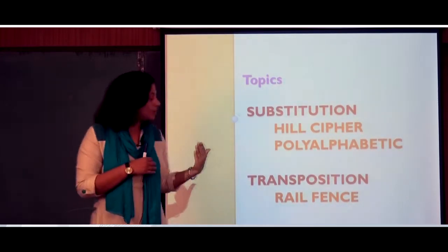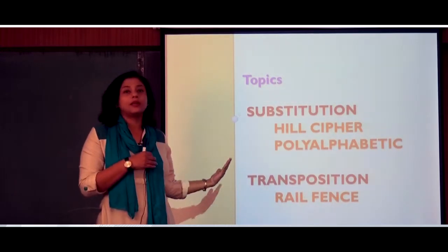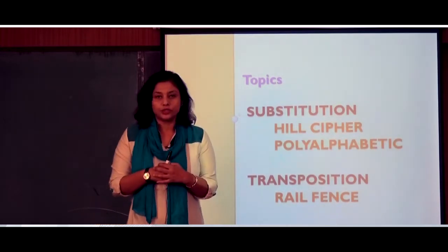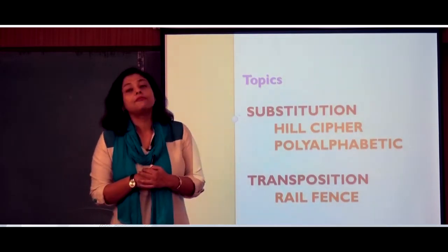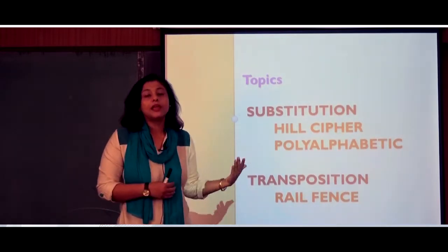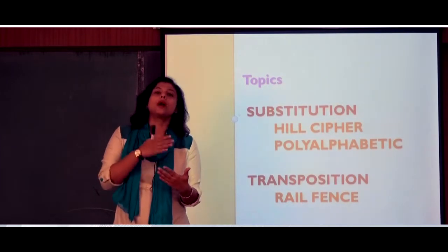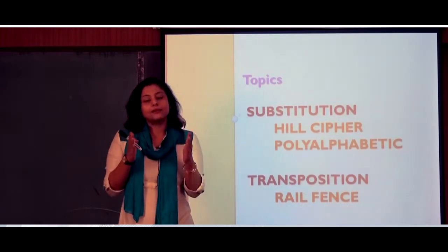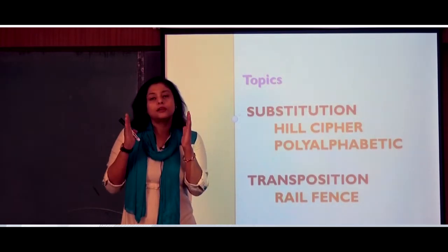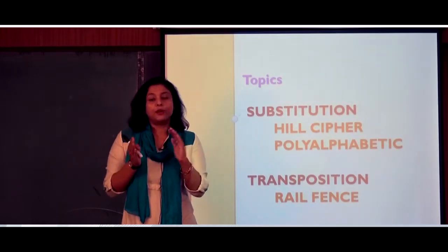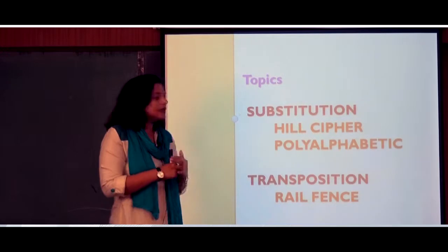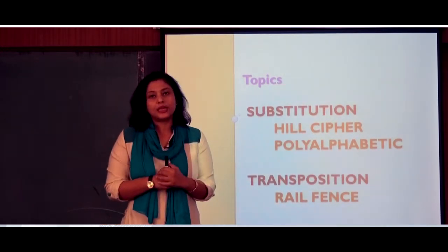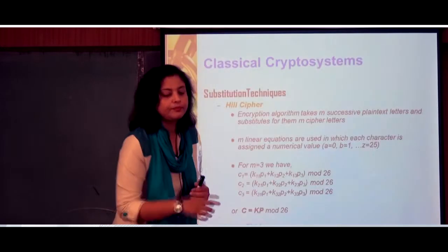Then we will move on to the transposition technique of the classical key crypto system, and the name of the algorithm is the rail fence technique. Here, instead of substituting one letter for the other, the letters that are to be transmitted are permuted based on some algorithm. So let us start with the Hill cipher under the substitution key crypto system.